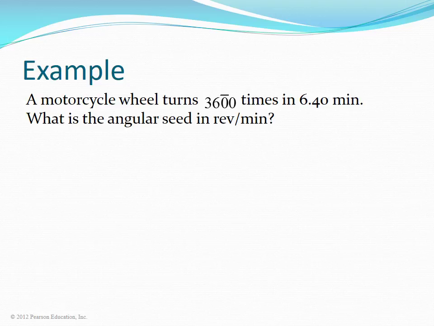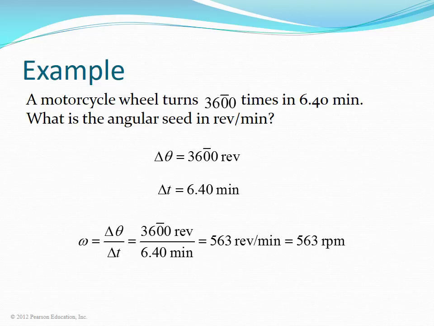A motorcycle wheel turns 3,600 times in 6.40 minutes. What is the angular speed in revolutions per minute? The angular displacement is 3,600 revolutions. The time period is 6.40 minutes. The angular speed is 3,600 revolutions divided by 6.40 minutes, giving 560 revolutions per minute, or 563 RPM.